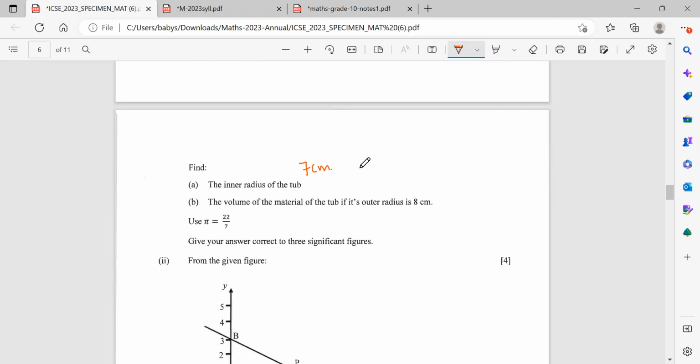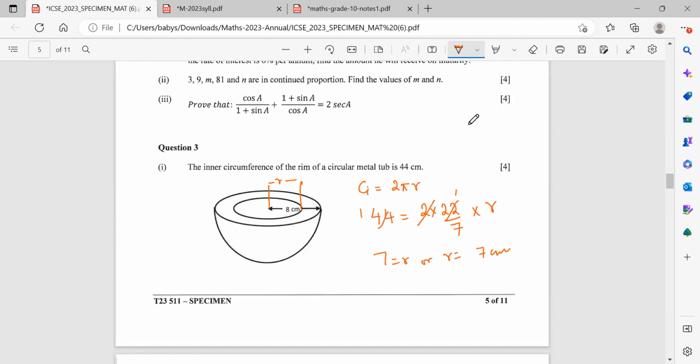The volume of the material of the tub if its outer radius is 8 centimeters. So the outer radius is 8 centimeters, right? The inner radius I found out, it is 7 centimeters.